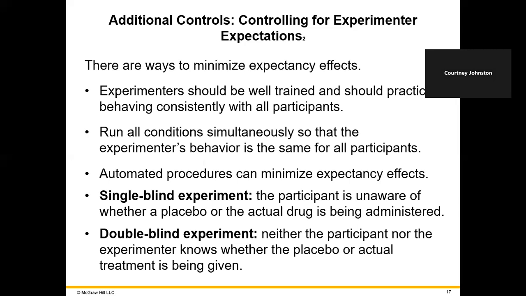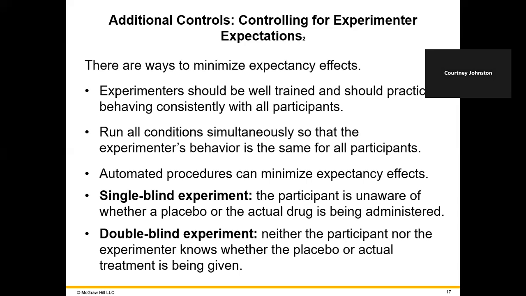So there's a couple ways to minimize this. Experimenters need to be well trained and should practice behaving consistently with all participants. So it's just, again, that rote behavior over and over to train themselves, and then run all conditions simultaneously so the experimenter's behavior is the same for all participants. So that's where the placebo and the control and the experimental group would get the treatment all at the same time, or lack thereof. Thus, they're exposed to the researcher's same behavior.